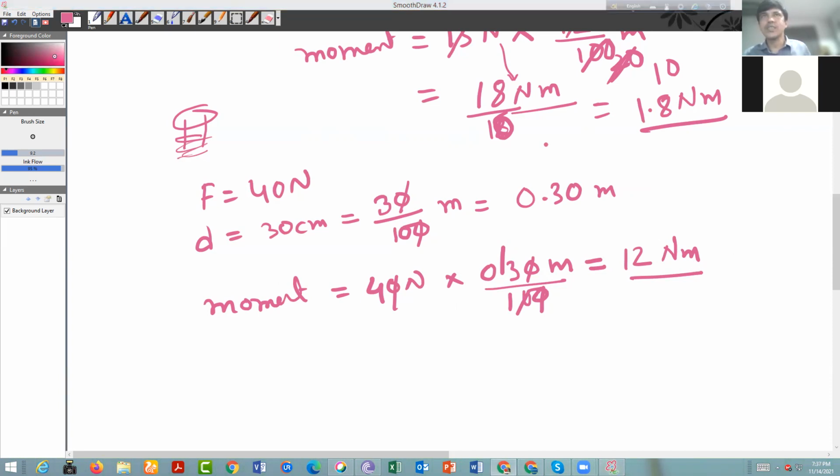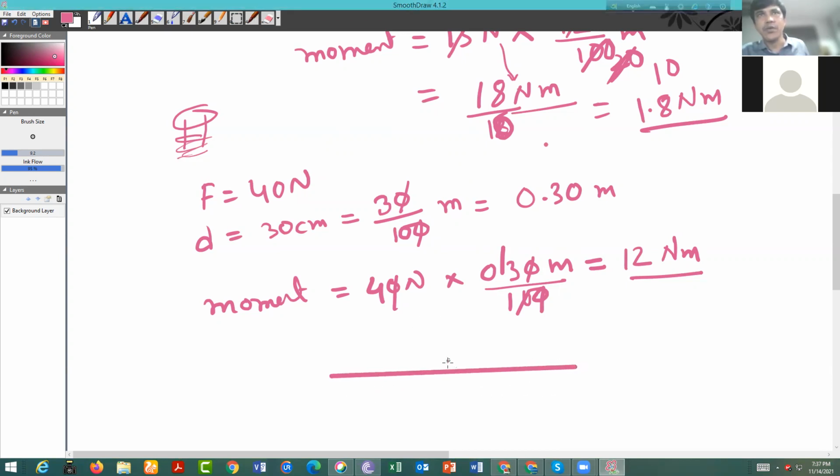So this is a clockwise moment. What about the anti-clockwise? If the result comes with a minus sign, then it will be anti-clockwise. Like this. This is the pivot point, right? This is positive distance. This is negative distance. If we get any result with a minus, that means it will be anti-clockwise.